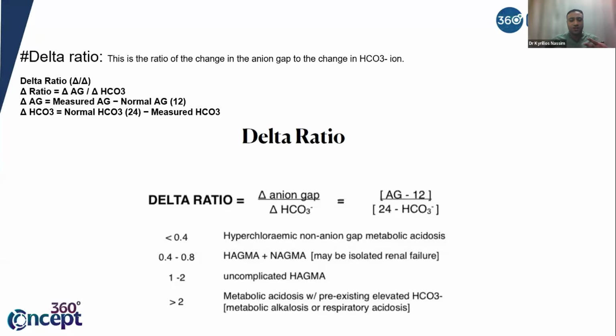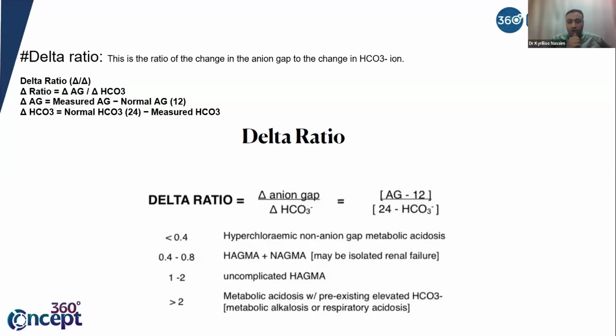And we have four scenarios. Four scenarios that must be memorized at first glance. We have lower than 0.4, or from 0.4 to 0.8, and from 1 to 2, and above 2. And in the upcoming cases, I will show you some cases regarding the importance of the delta ratio.